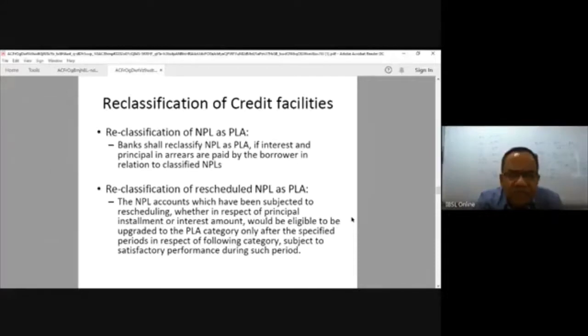So reclassification of NPL as a performing loan, banks can reclassify, right? If interest and principal in arrears are paid by the borrower, like let us say there are 3 installments overdue, and the customer pays off all 3 installments, it can be reclassified, right? Reclassification of rescheduled NPLs, basically.